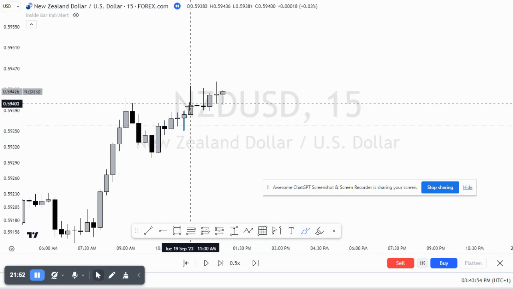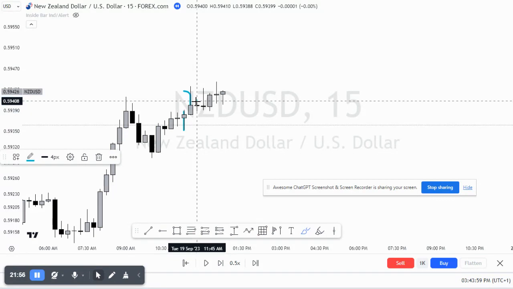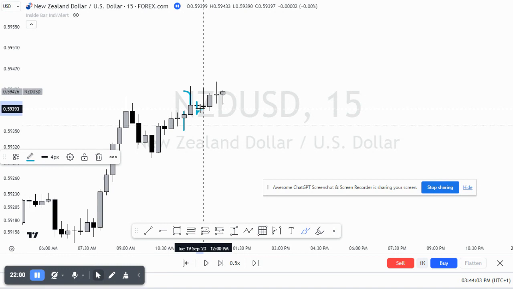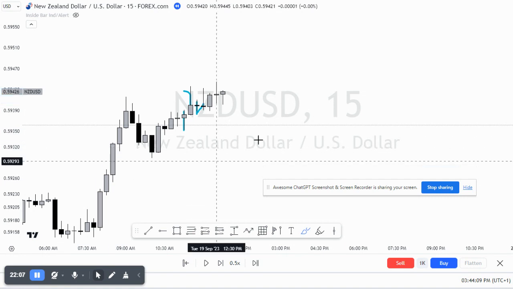So what happened? This candle kept going up and up. This candle did not take out this previous candle low, so this is not a valid pullback. It kept going up. This candle too did not take out the previous candle low. It kept going up, right? Let me delete all of this. It's becoming messy.